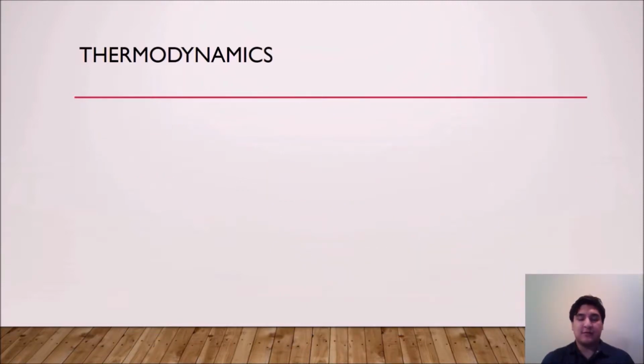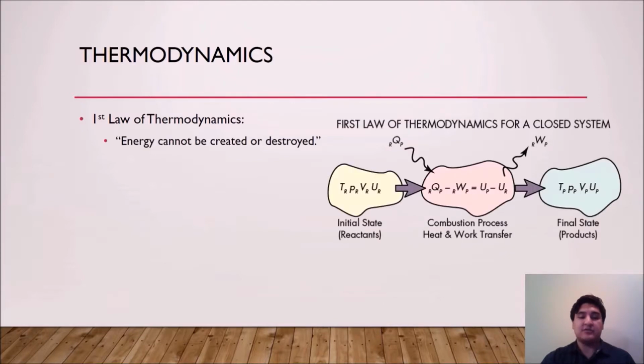Now I will give a quick overview of general thermodynamics. We have the first law of thermodynamics, which states that energy cannot be created or destroyed. Next, we have the internal energy U, which is a state variable because it doesn't depend on the path taken. It only depends on the initial and final conditions. This is given by the change in internal energy equal to the heat input into the system minus the work done by the system, and again, ΔU is the energy change within the system.